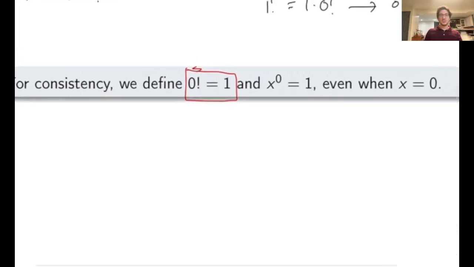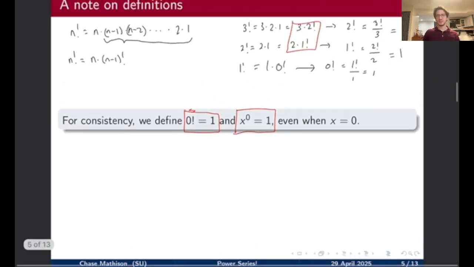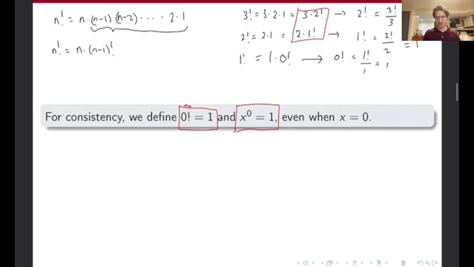So for consistency, we define 0 factorial to be 1 and x to the 0 to be 1. And you might say, that's not weird. It is a little weird when x is 0, but for consistency with how these things work when we plug values in, we're going to be defining x to the 0 to be 1 even when x is equal to 0. Okay. So that's just a little note on some definitions.